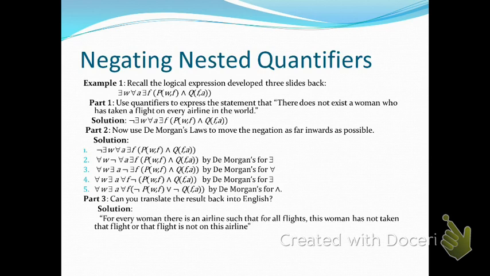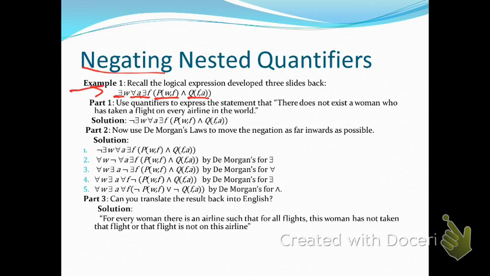Okay, let's go back to examples. We're going to talk about negating nested quantifiers. Let's go back to the example that you worked on your own. The example was that there exists a woman that has taken a flight on every airline in the world. If you go through the process, you should have gotten this statement, which says there exists a woman that for all airlines, there is a flight for which the woman has taken a flight and the flight is on a particular airline. So this was the solution for the example a couple of slides ago.